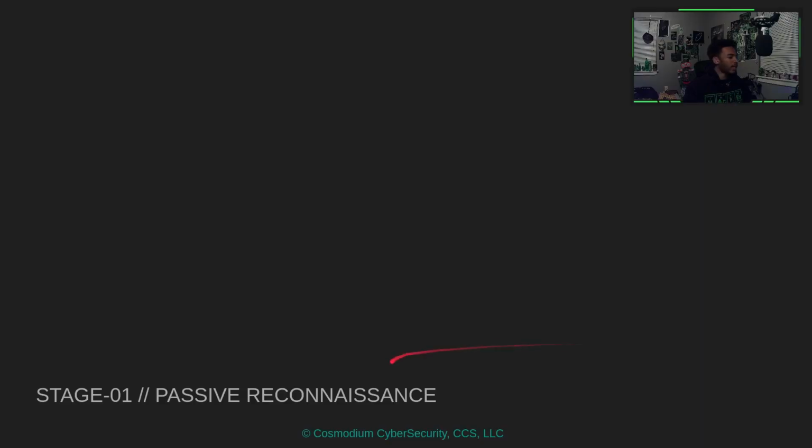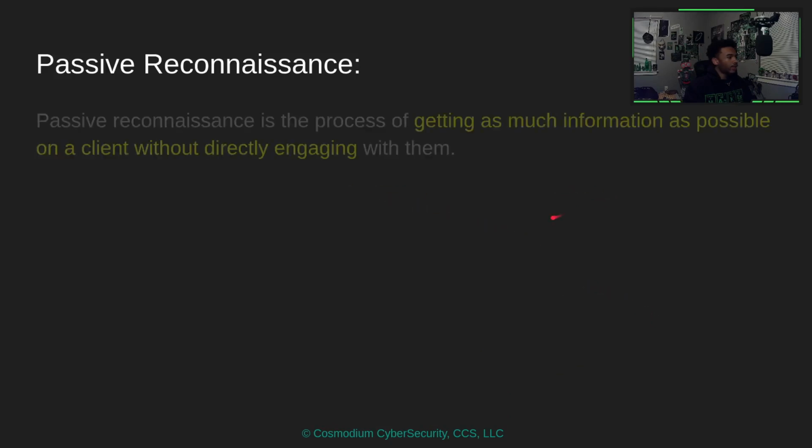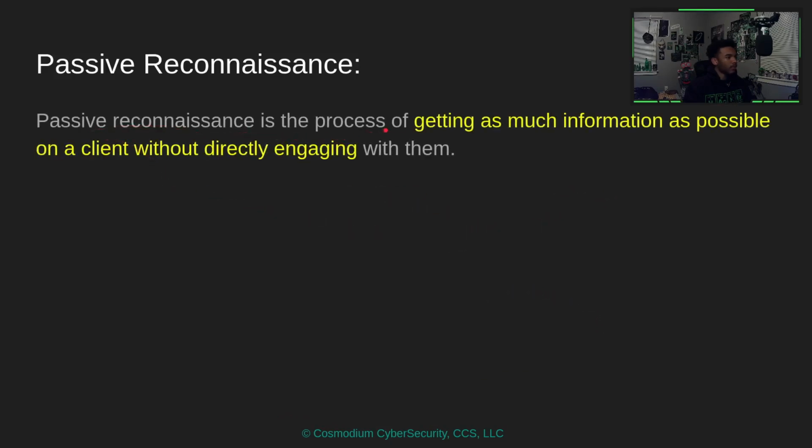Today we're going to be learning about passive reconnaissance. You can see it on my slide here. This is kind of stage 1. We had stage 0 where we covered some more introductory concepts, but today we are doing the first concept of passive reconnaissance. So what is passive reconnaissance? Passive reconnaissance is the process of getting as much information as possible on a client without directly engaging with them. So basically, without directly interacting with the client, but still getting as much information as you can.